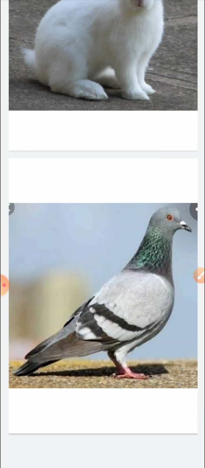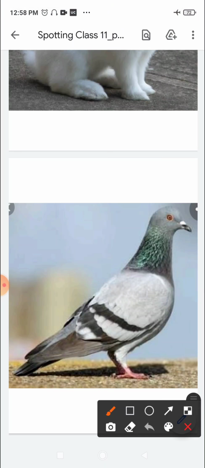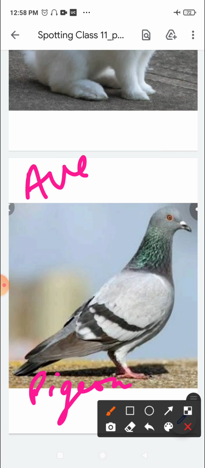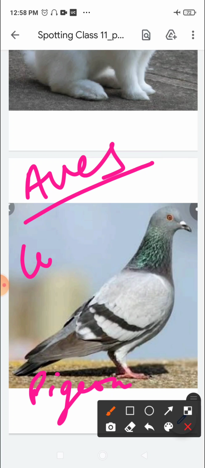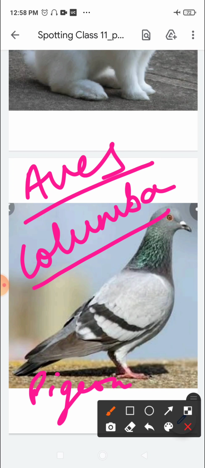Here you can see, and I'm sure you can recognize it, it is a pigeon. Again, phylum Chordata, subphylum Vertebrata, and the class is Aves. So it belongs to the class Aves. Columba livia is the scientific name. Columba is the genus, and livia is the species.